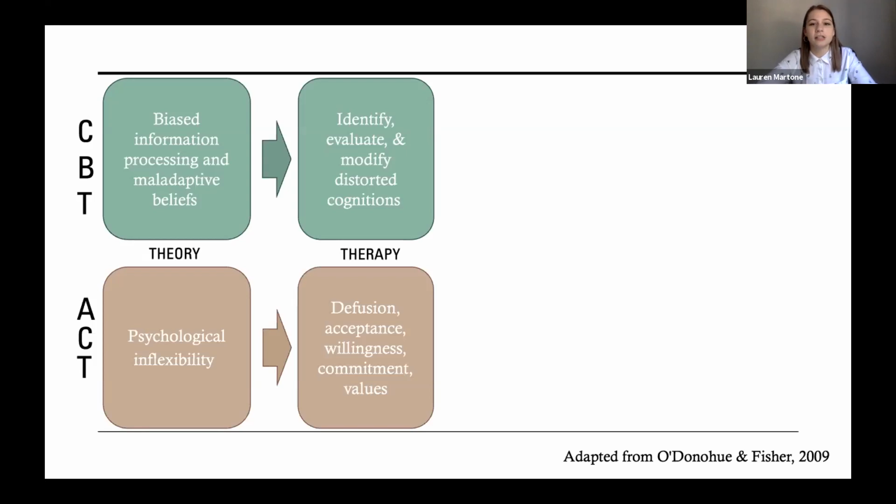CBT therapists often target those thoughts and emotions directly, and they try to modify them when they're irrational. On the other hand, ACT uses more indirect strategies, like identifying values, acceptance, commitment, which don't target those private thoughts directly.